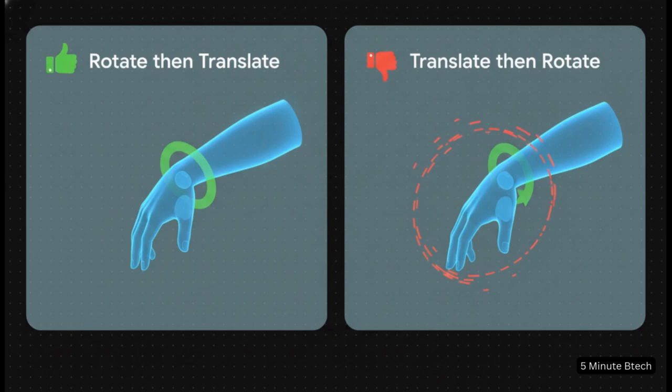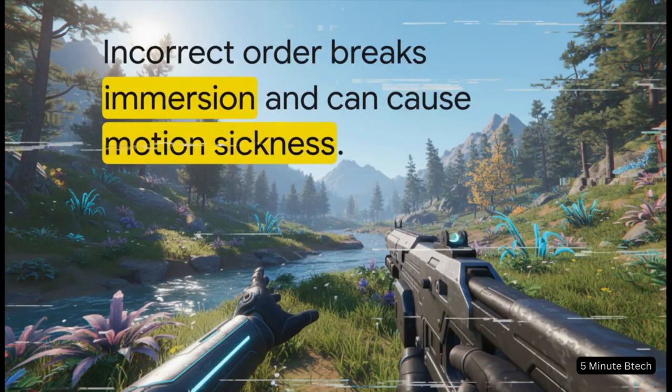If you did that backwards, if you translated it first, your hand wouldn't pivot around your wrist. Instead, it would feel like it's orbiting some weird faraway point in space. It's just bizarre. And this is why the order is such a big deal. The moment you get it wrong, the illusion is shattered. Your brain sees something happening that just defies the laws of physics. And that disconnect between what you're seeing and what your body's expecting is one of the biggest causes of motion sickness in VR. It just feels wrong.